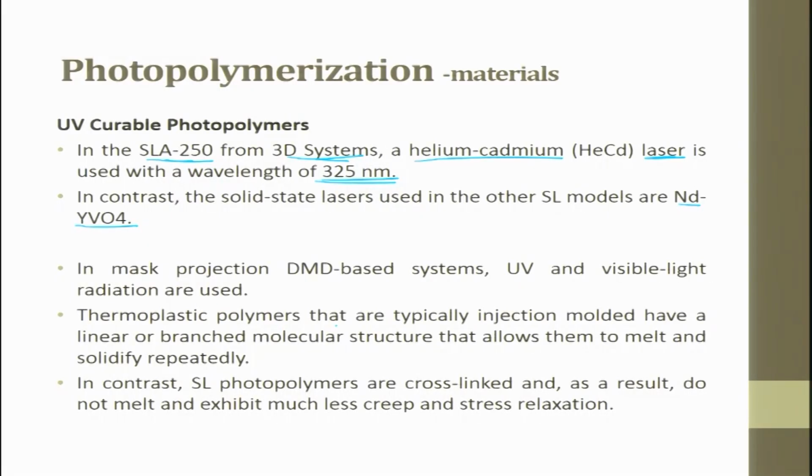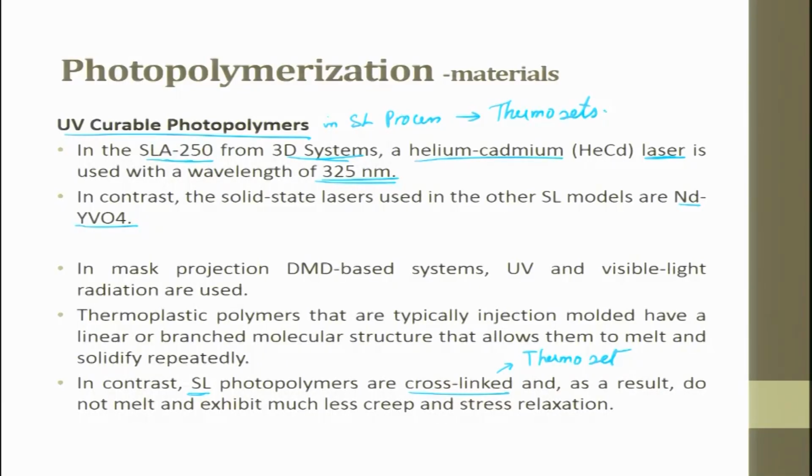Thermoplastic polymers that are typically injection molded have a linear or branched molecular structure that allows them to melt and resolidify repeatedly. In contrast, SL photopolymers are cross-linked thermosets, and as a result do not melt and exhibit much less creep and stress relaxation. So, you should now understand that photopolymers used in the SL process are predominantly thermosets.